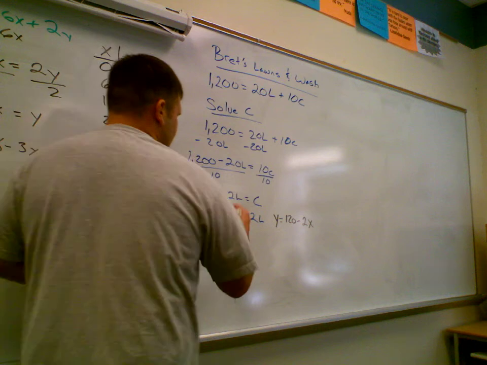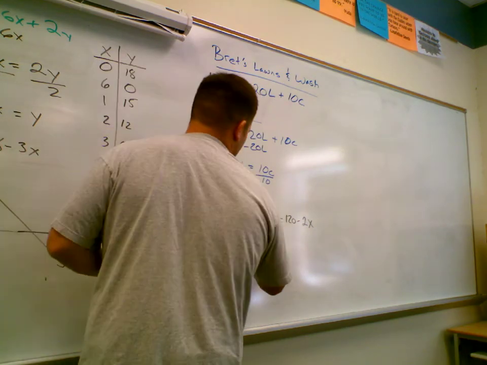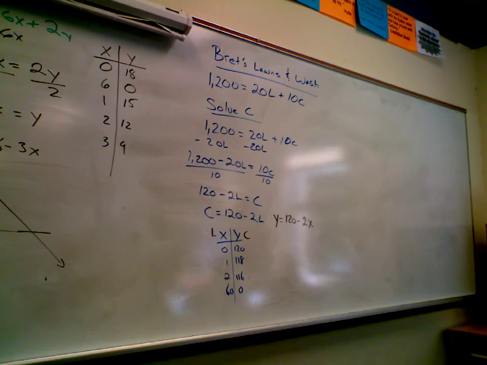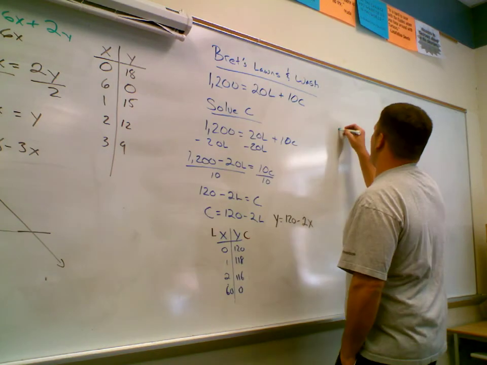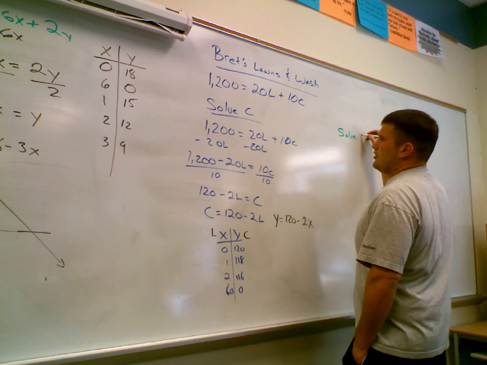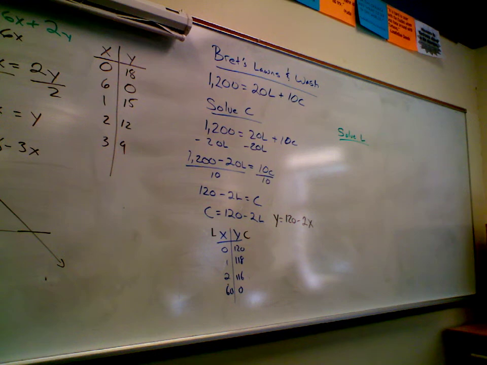X is really L, and y is really C. Now, if we were to solve for L, would our table be a little bit different? Yes, it would. So let's take a look when we solve for L. Now, should we get the same set of solutions? If I solve for L, should I get the same set of solutions?